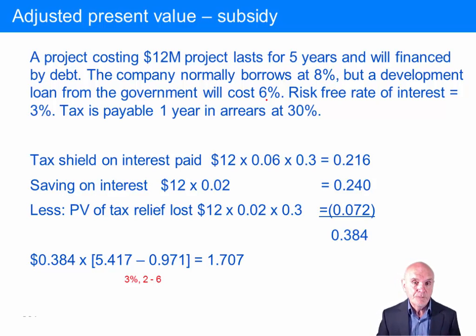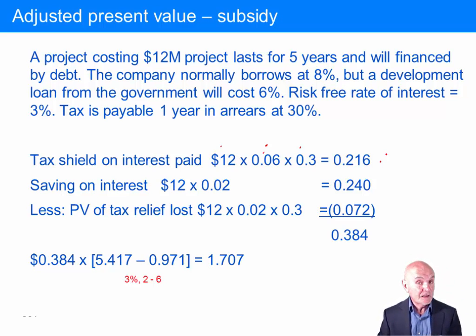We're not evaluating the project. We don't know what the income of the project is. We're evaluating simply the effect of this subsidized debt on the project. So we look at what they're actually paying. They borrowed 12 million. They're actually paying 6%, and they get let off tax, if you like, at 30%. So the kind of tax shield here is 0.216.